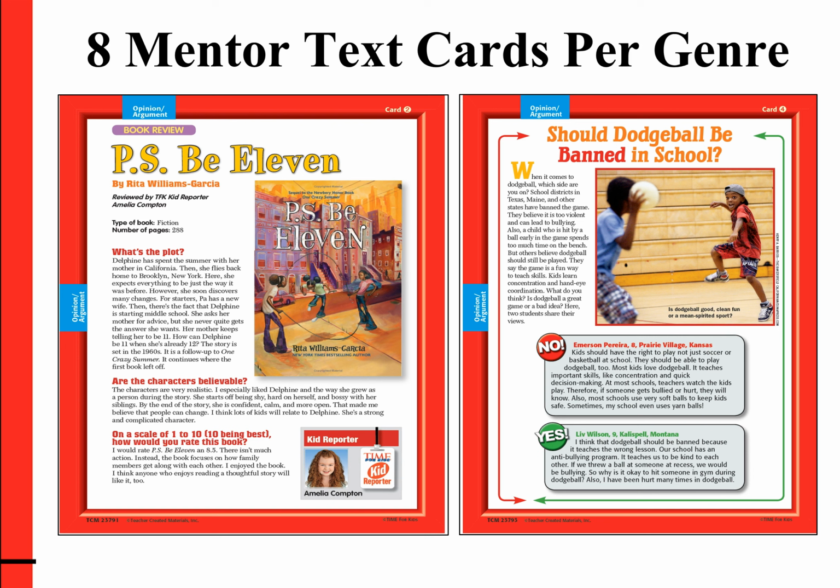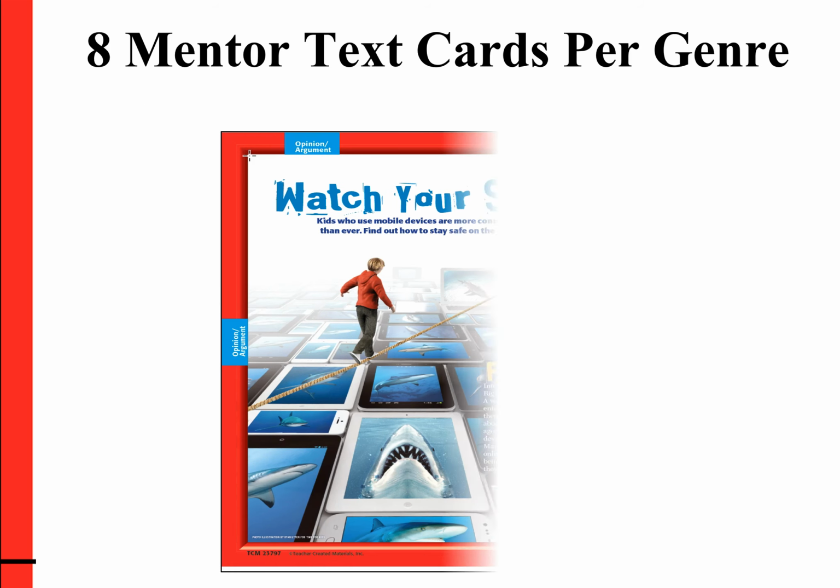The mentor texts show different ways that a genre can present itself. For example, the Level 3 opinion argument cards include a pro-con debate, an editorial cartoon, and a book review, all different forms of opinion and argument writing.